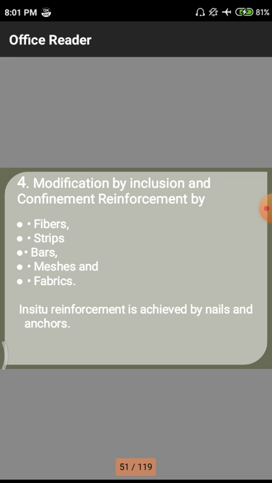Normally the word bars is used in RCC, in the field of design of footings, slabs and other main parts of buildings. That means in buildings the main structural parts are, first, the slab.